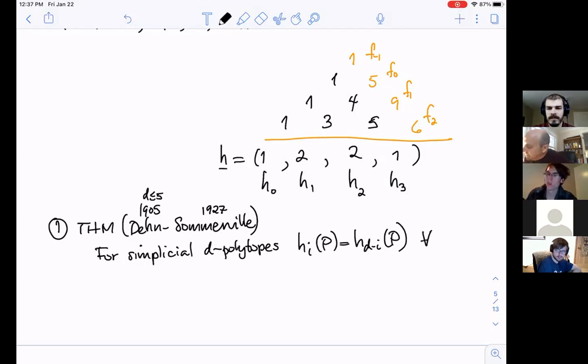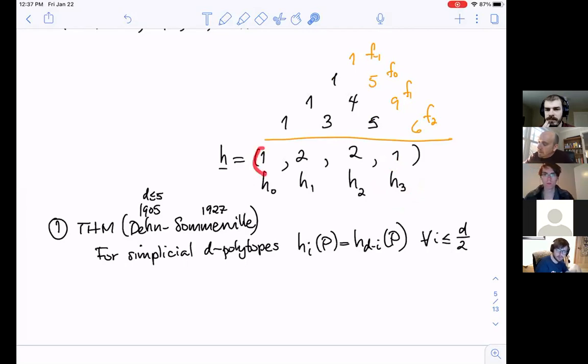And, you know, so of course you could just say for all i less than or equal to d over 2, but the point is it's true for all i. So you really only need half of the h vector entries. Okay, this is already some clue that the h vector is looking better than the f vector as a way of encoding this stuff. And so one thing I'll convince you later on when we talk about the formulas for these things, the top h, h_d, is the reduced Euler characteristic of the boundary of the polytope. And yeah, so this is encoding Euler's formula.